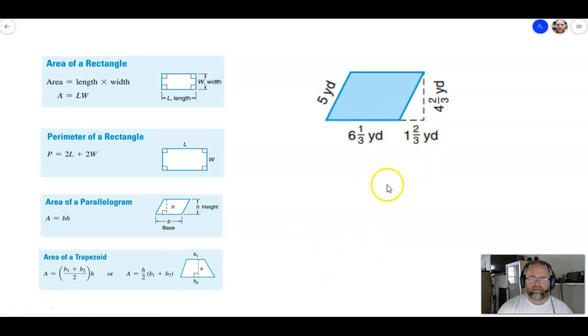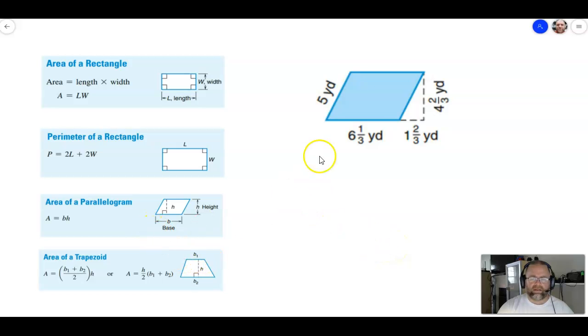All right, here's the last example I want to take a look at. So determine what kind of shape this is, and then go ahead and find the perimeter and the area. So go ahead and pause it now, and then when you're ready, go ahead and unpause and we'll go through the solution.